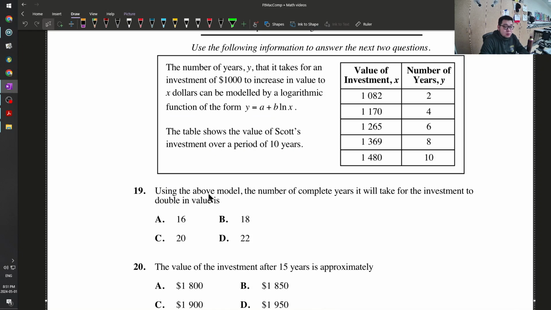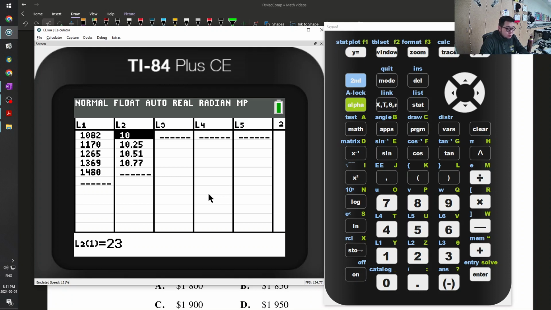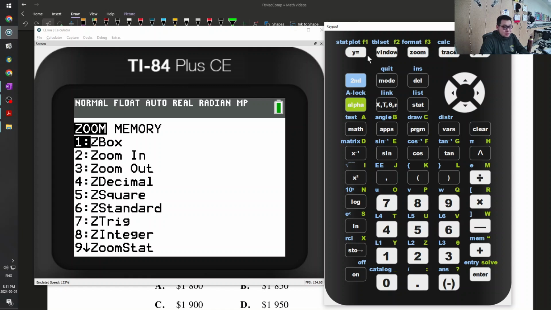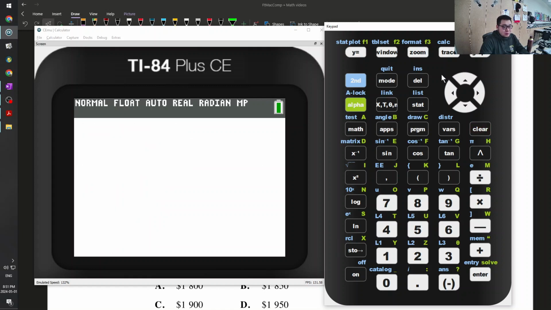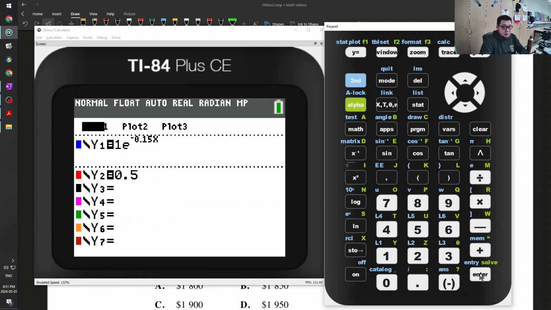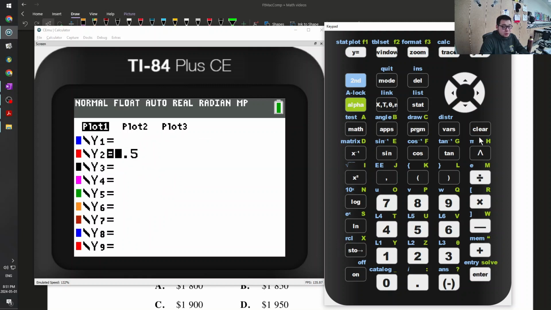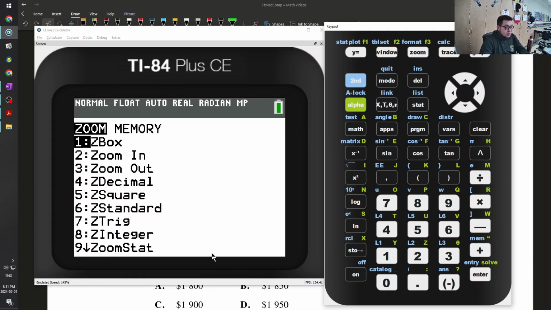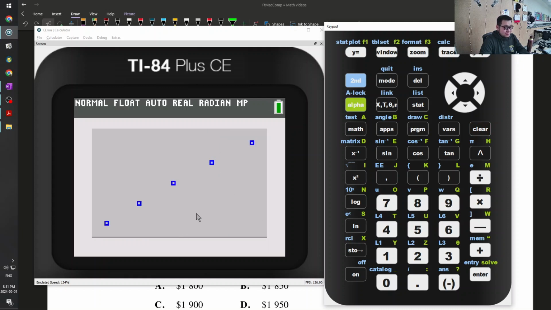All right, and then 2, 4, 6, 8, 10. Okay, zoom stat. Oh, oops, my plot 1 is not enabled. Zoom stat 9. Okay, looks like it is a logarithmic growth.